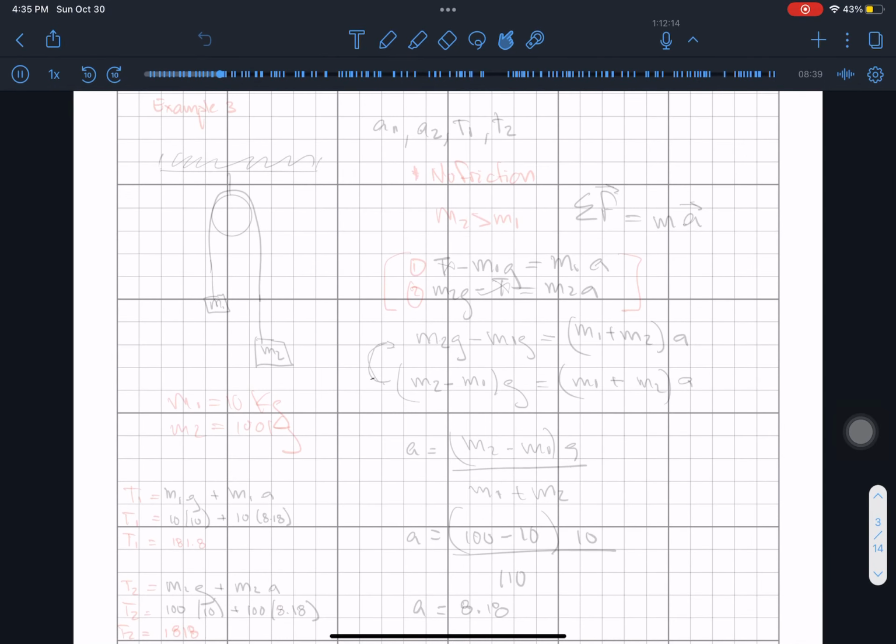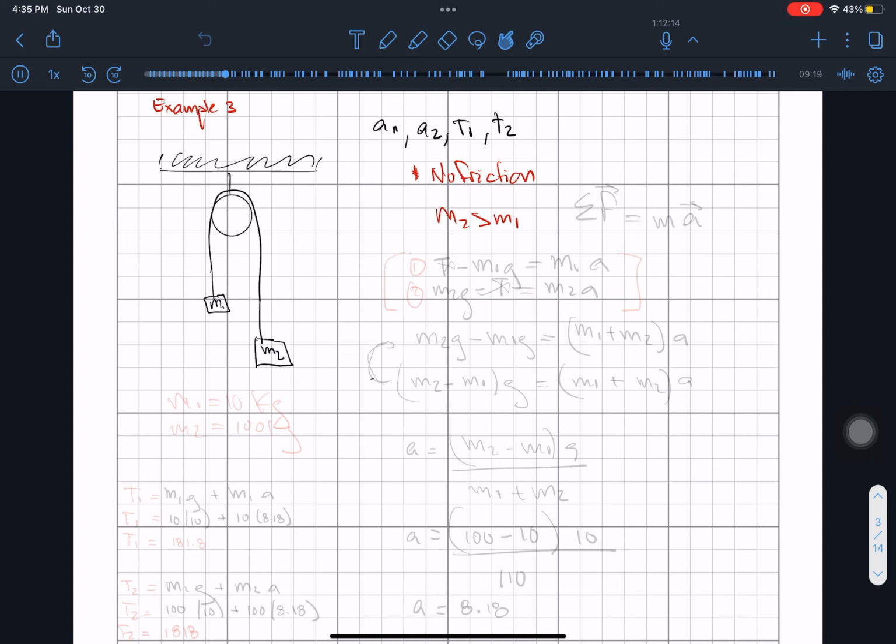So from what we found in the previous problem, this is going to be plus 5 minus 15 plus the new force equals 0. So this new force is going to be equal to plus 5.